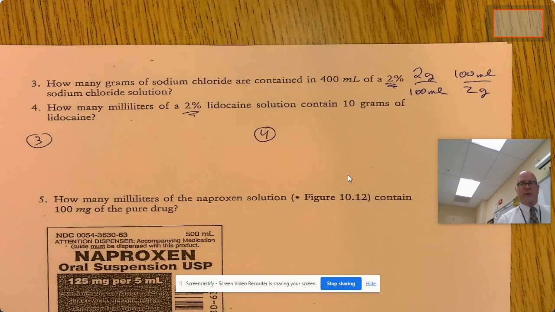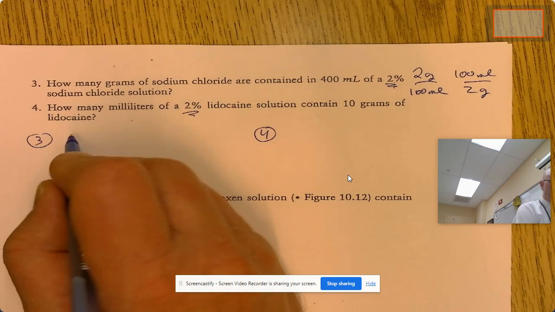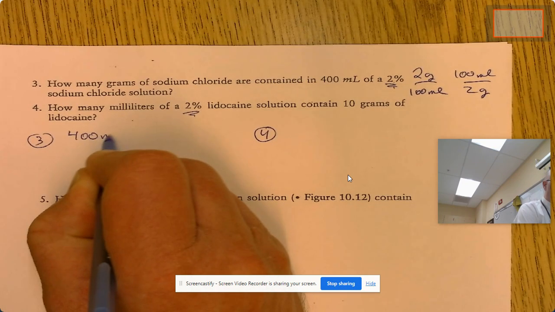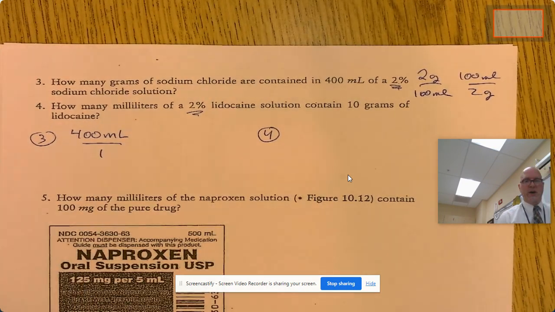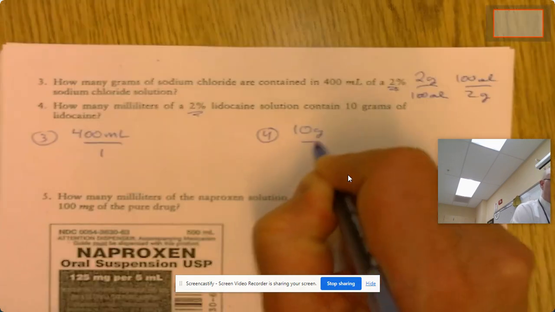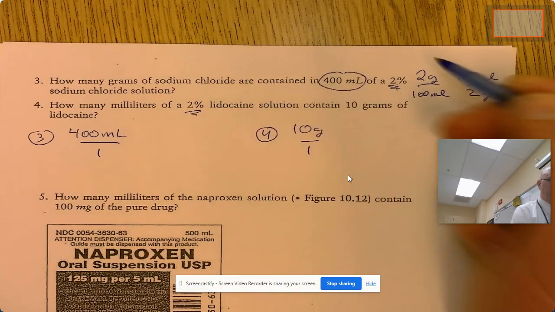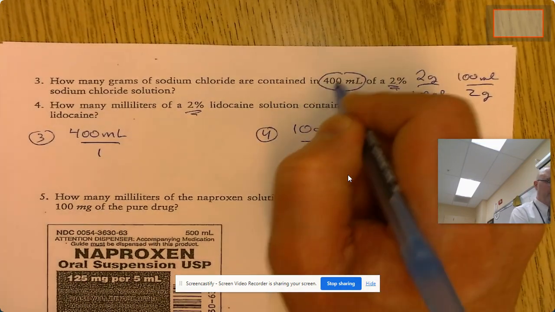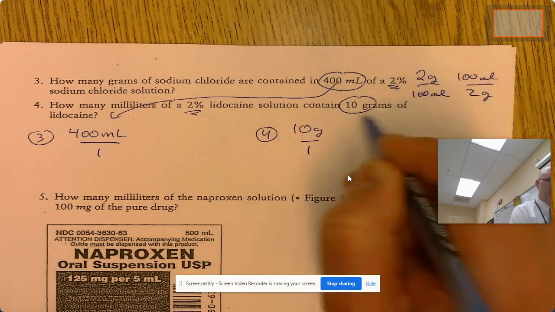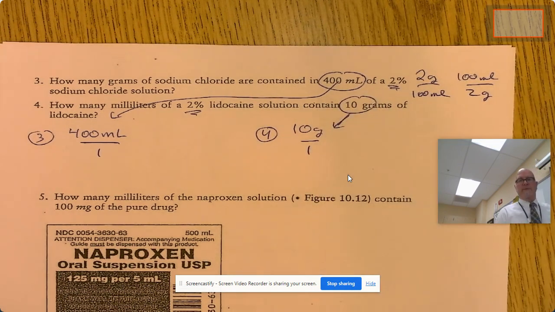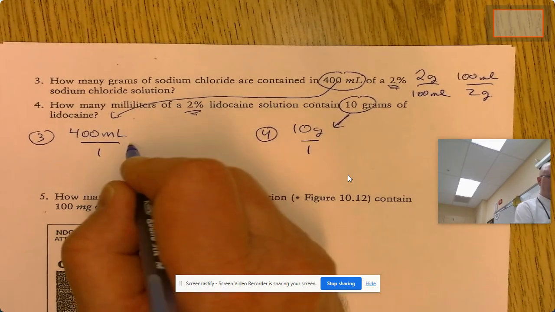And the way we decide whether it's one or the other has a lot to do with the doctor's order. So in question number 3, the doctor's order is 400 mLs. So I started by writing 400 mLs over 1. And in question 4, the doctor's order is 10 grams. So if you're the kind of person who likes to look at patterns, this has nothing to do with the percent. So it comes first. This doesn't say anything about percent. So it comes first. Now the percent needs to come second.